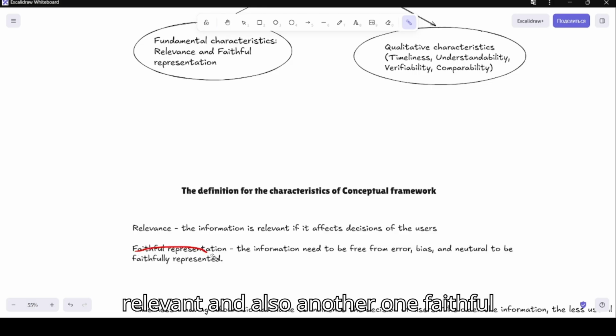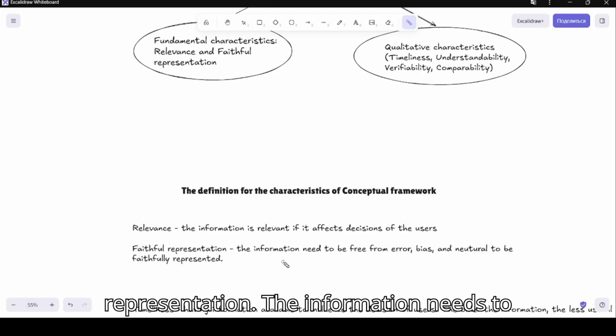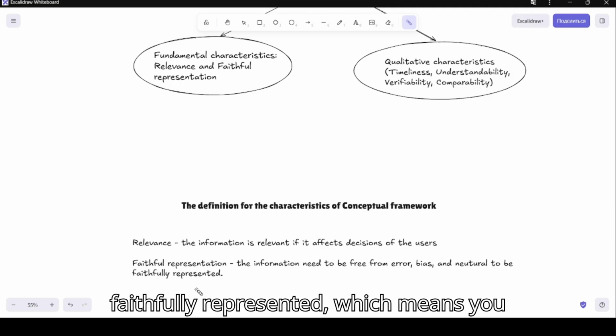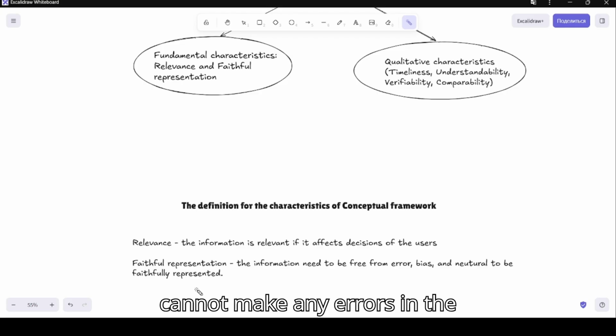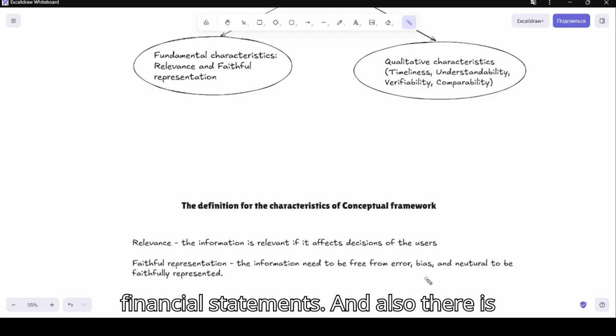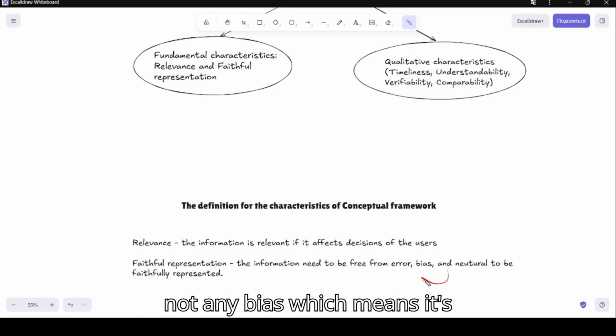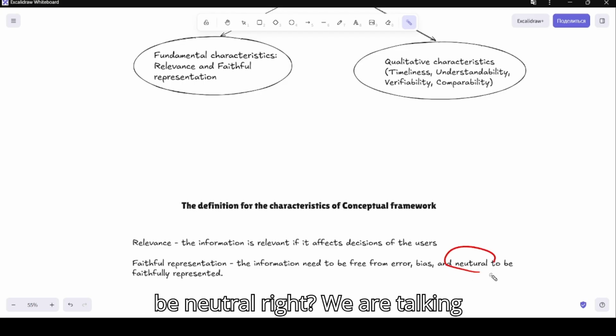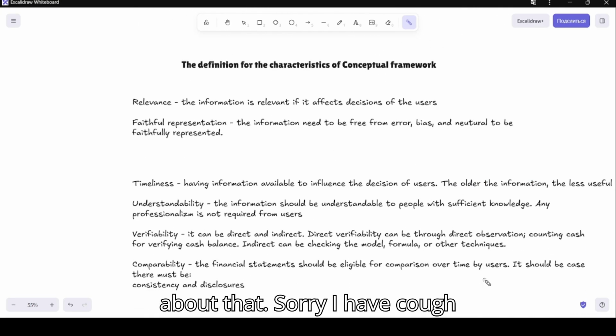And also another one, faithful representation. The information needs to be free from error and bias, and it should be neutral to be faithfully represented. Which means you cannot make any errors in the financial statements, and also there is not any bias, which means it shouldn't be favorable for any users of this information, and also it should be neutral, right? We have talked about that.